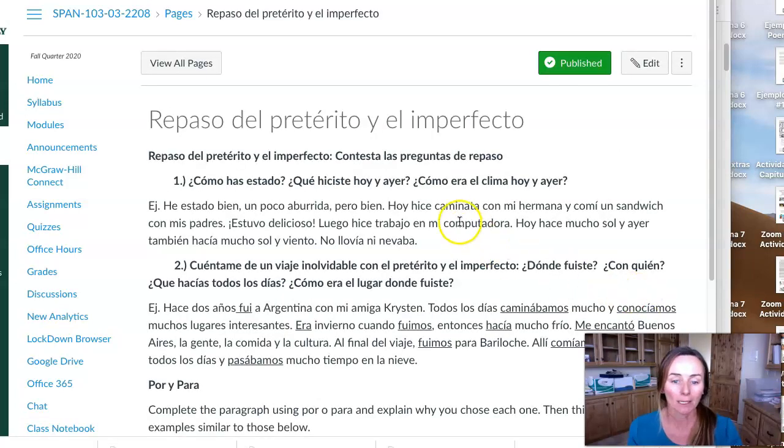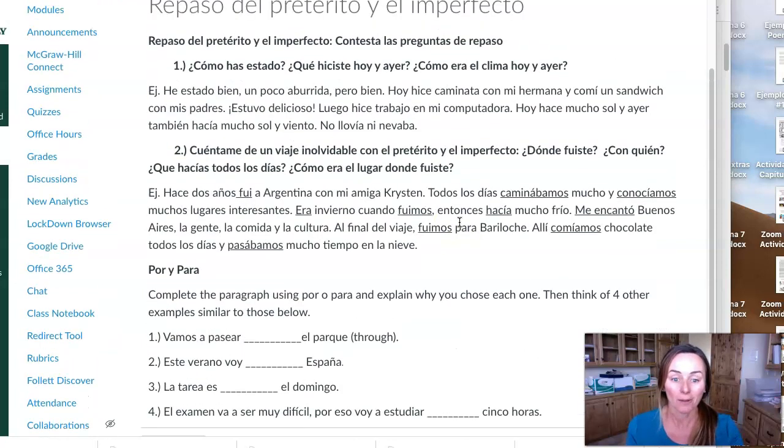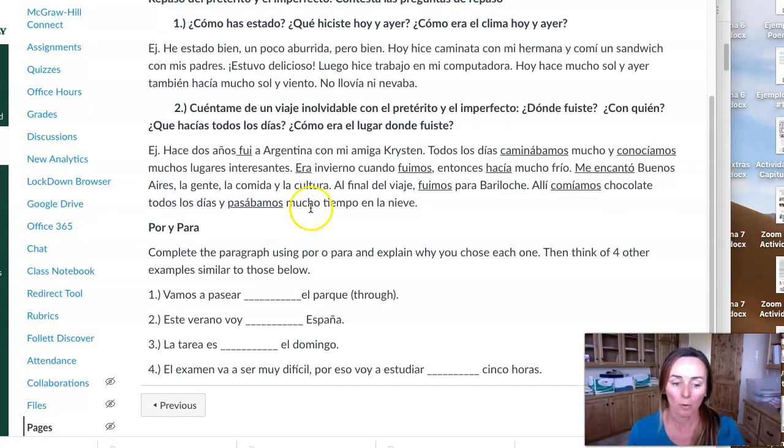Entonces, si quieren practicar, aquí tenemos un repaso del pretérito. Eso, qué has estado, qué hiciste ayer, cómo era el clima ayer. Son muchas de las actividades que van a hacer en el libro tienen ejemplos así, donde tienen que comparar el uso del pretérito y del imperfecto. Bien, todo repaso. Cuéntame de un viaje inolvidable. So this is the work that we do in my synchronous class, right? So breve repaso, just a brief review of pretérito imperfecto, brief review of por y para.